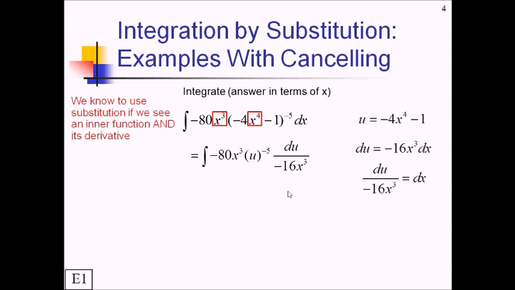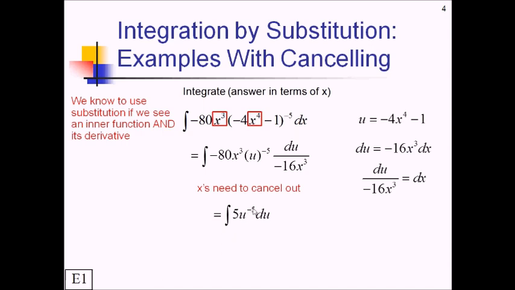At this point in the problem, after you've substituted the du over whatever expression back in, this is where your x's need to cancel out. You need to get rid of all the variables that are not used at this point. The x cubes are going to cancel completely, and negative 80 over negative 16, as a bonus, is the nice round number of 5. At this point, when we have only u's left, we can integrate like we normally would.